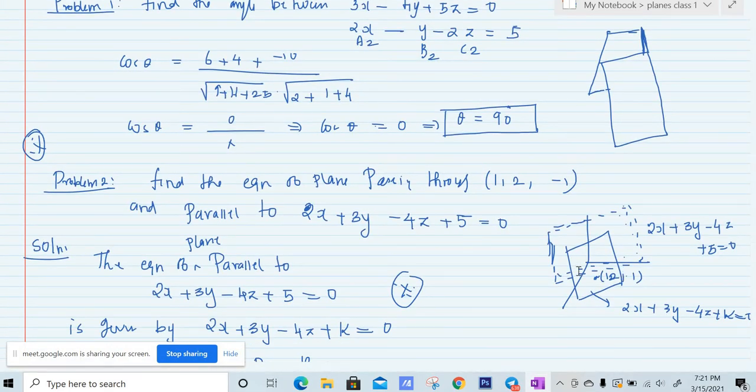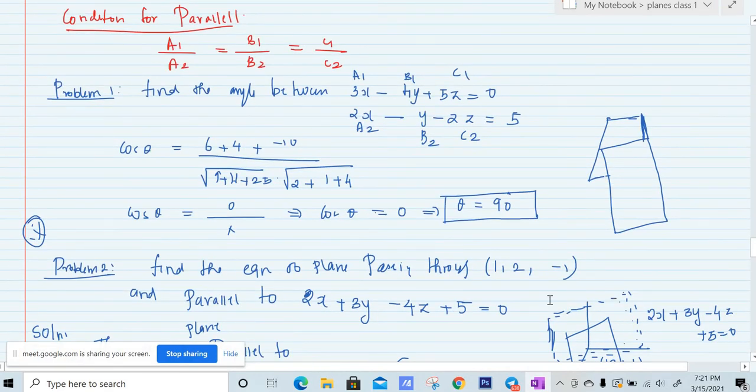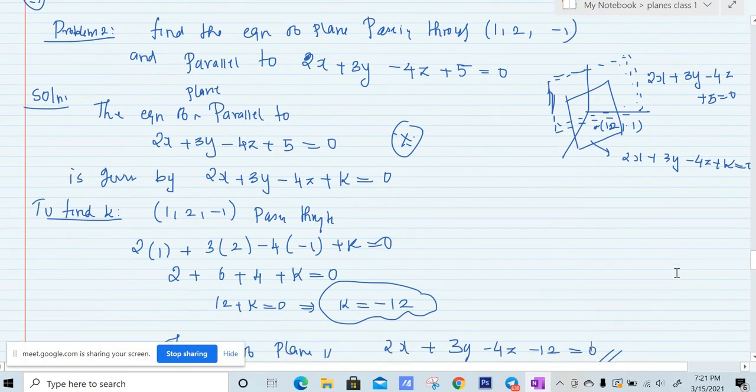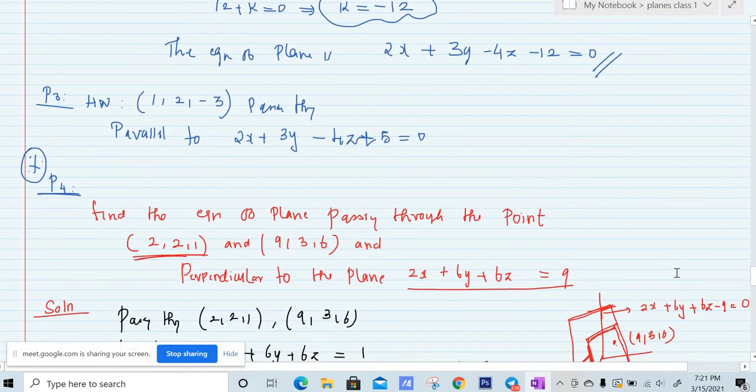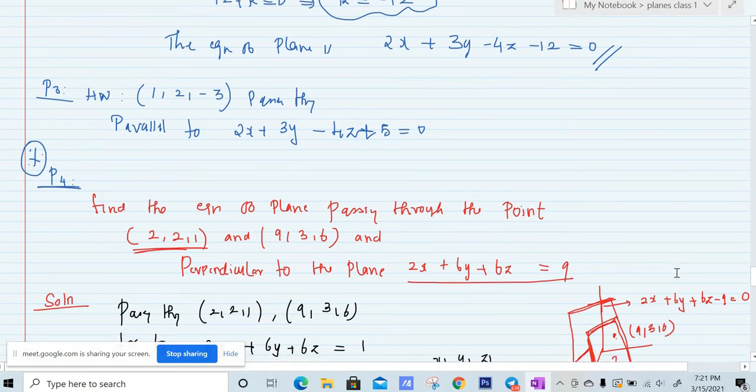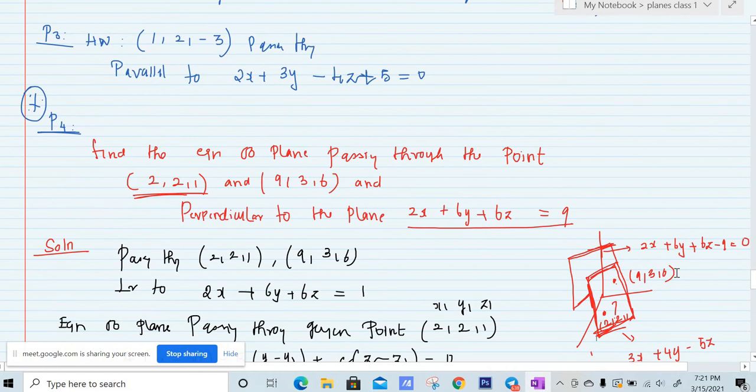So find the angle, find the equation of plane passing through this point and parallel to this plane. So we have seen some problems, and a very important problem we have discussed at the end of the video. That is, we need to find the equation of plane. Yes, so problem 4 is very important. We need to find the equation of plane passing through the points (2, 2, 1) and (9, 3, 6). So we need to find the equation that has to pass through these 2 points, and also it has to be perpendicular to 2x plus 6y plus 6z plus 9 is equal to 0. That is, this is the equation of plane. They have given an equation of plane which is 2x plus 6y plus 6z is equal to 9. We need to find another plane that has to be perpendicular to this plane. So you can see, if you see this in 3 dimensions.